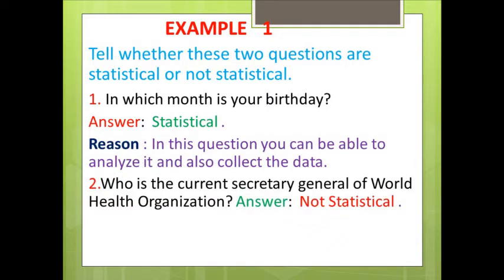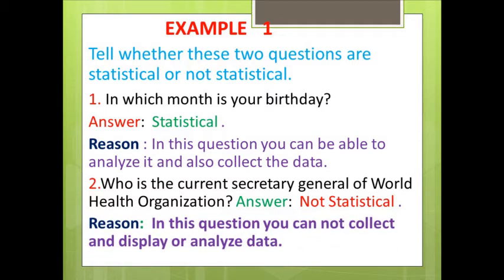Now, question number 2. Who is the current Secretary General of the World Health Organization? The answer is not statistical. The reason is that in this question, you cannot collect, display or analyze any data. It is only information.